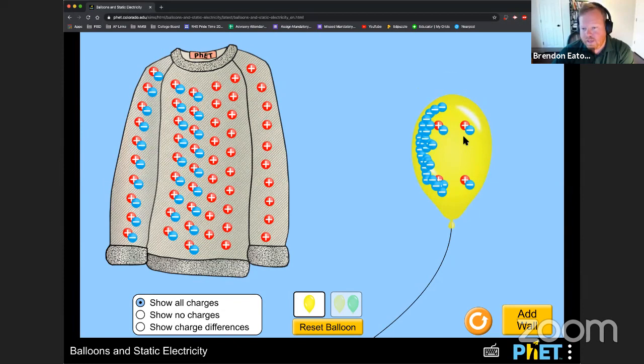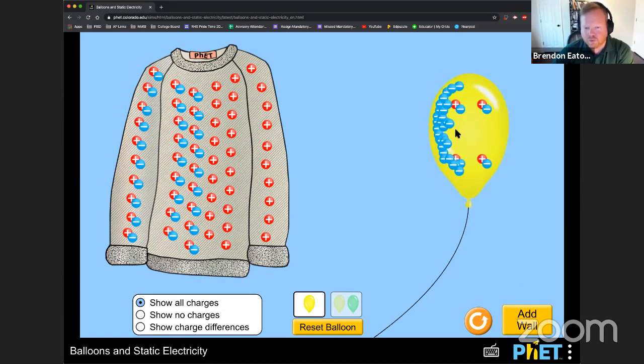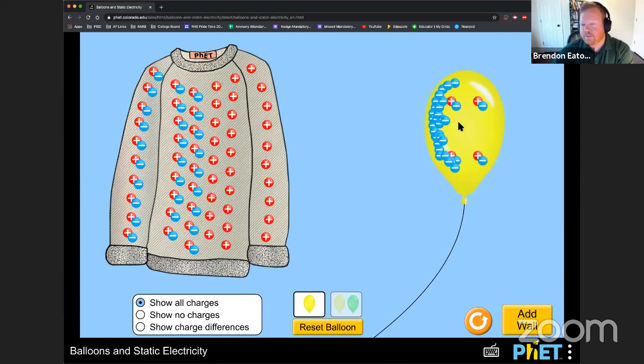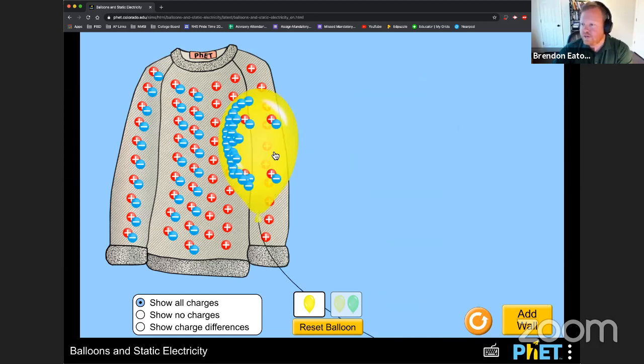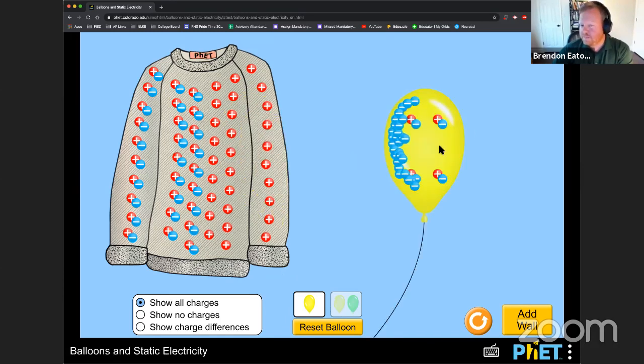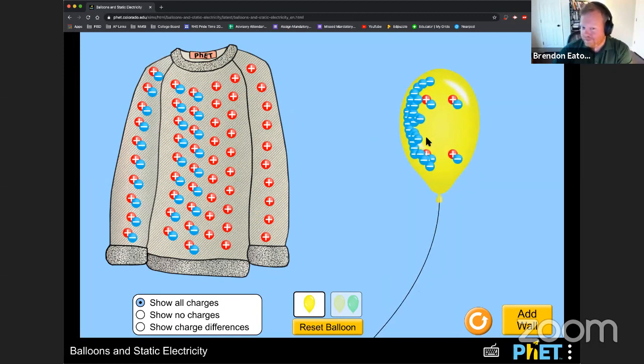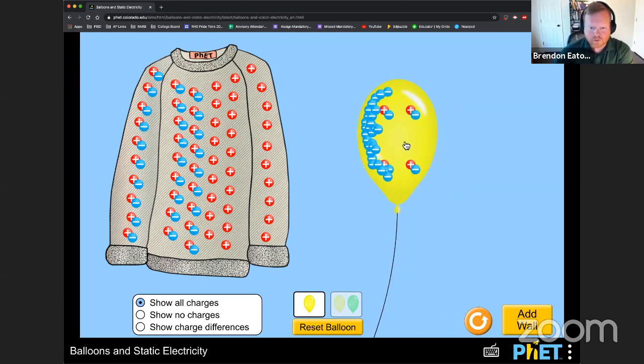If I take the balloon way over here and I release the balloon, what do you think is going to happen? Okay, it looks like we've got some nice little attraction going on. And that's specifically because the balloon is negative and the sweater is positively charged.